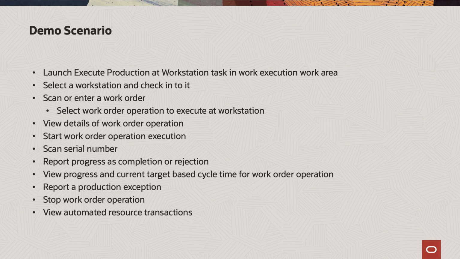This demo shows how you can launch Execute Production at a Workstation tasks in Work Execution work area, select a workstation and check into it, scan or enter a work order, select a work order operation to execute at the workstation, view the details of the work order operation, start the work order operation execution, scan a serial number if the operation is serial tracked, report operation progress as completion quantities or rejection quantities, view progress and current target based on cycle time for a work order operation, report a production exception during work order operation execution, stop the work order operation execution, and view automated resource transactions that were submitted for the work order operation.